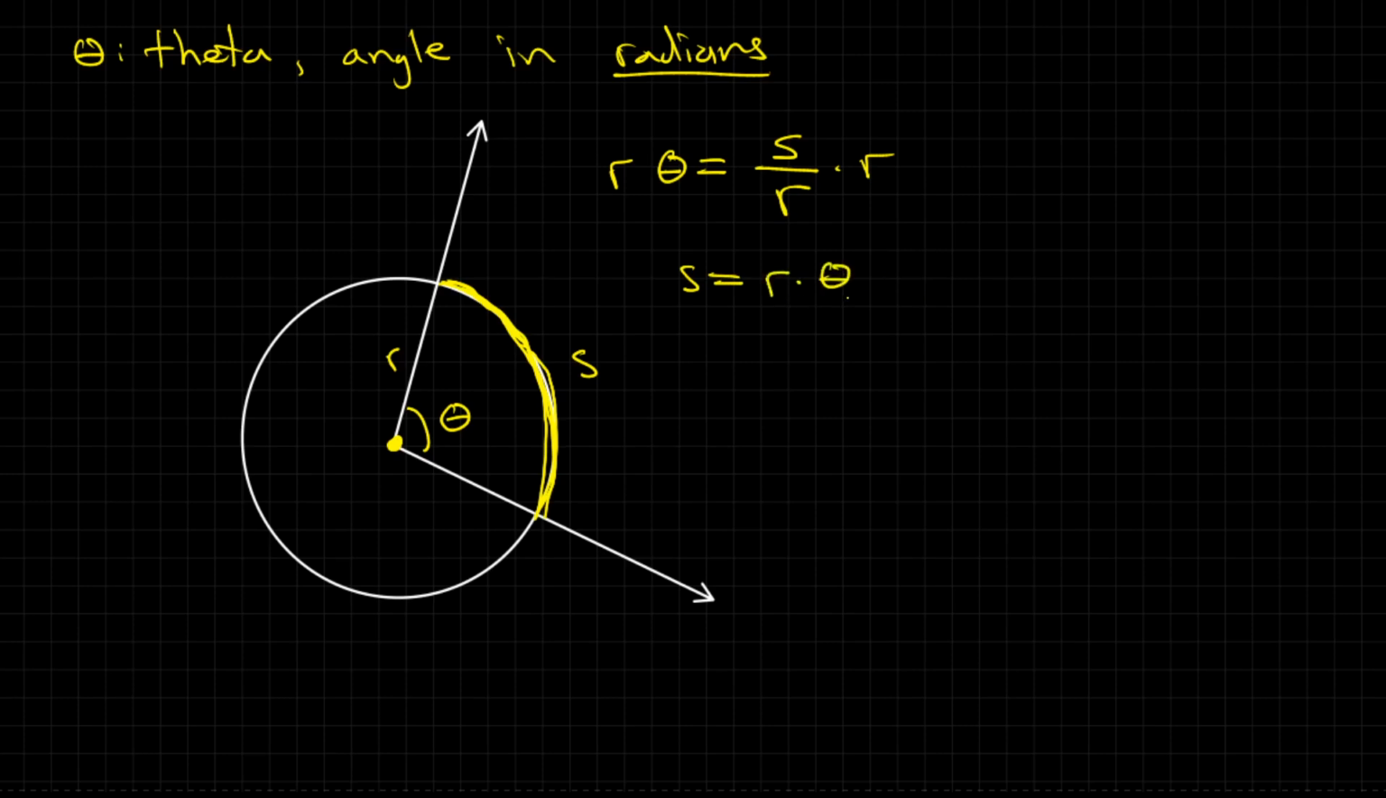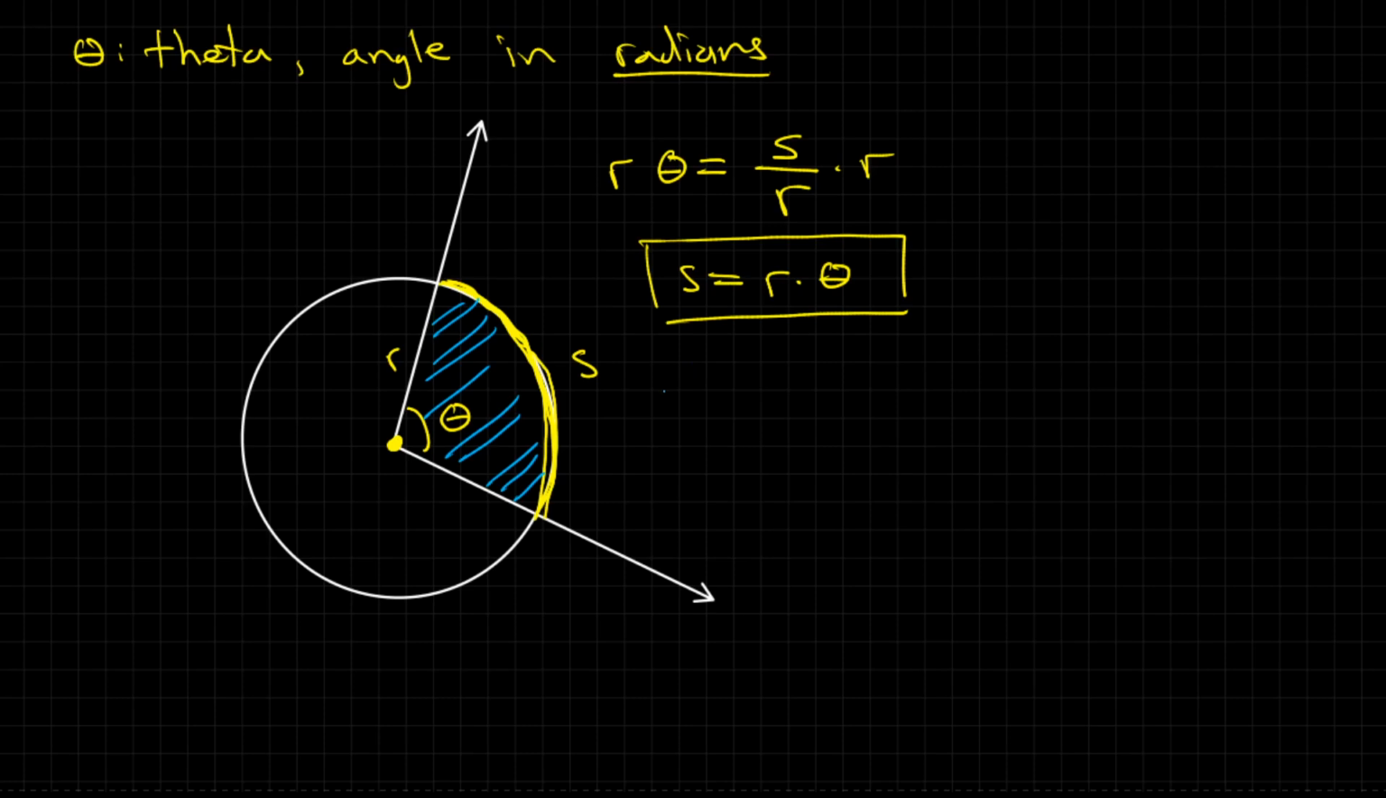So that means if you know r and theta, again theta in radians, then you can figure out the arc length of this arc. Or equivalently, if you know the length of the arc and the radius of the circle, you can figure out theta. So this is a formula that can be used to find arc lengths. And similarly, you can also find the area of this shaded region.